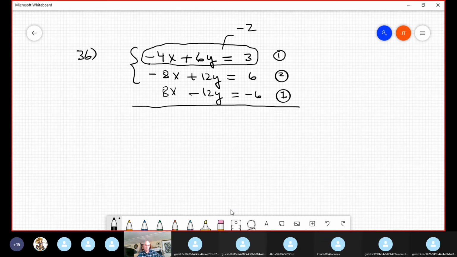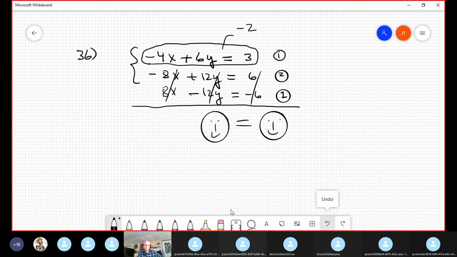Something weird happened. This is equation number 1 after the multiplication. What's going on, guys? Everything is cancelled. Down, and you get 0 equals 0. Yes or no? 0 equals 0. Happy face or sad face? This statement is true or false? It's true. What does it mean to be true?